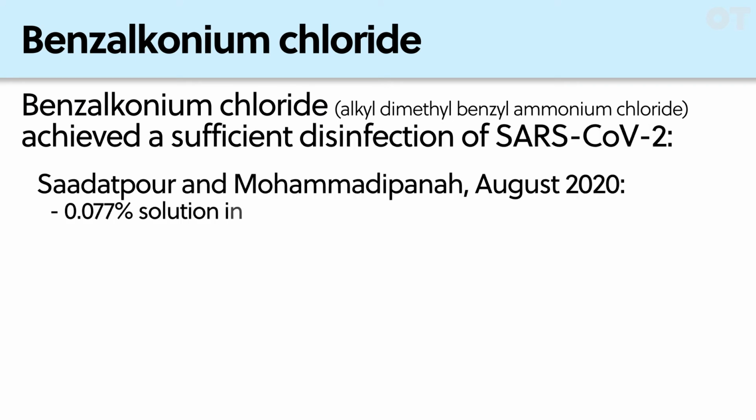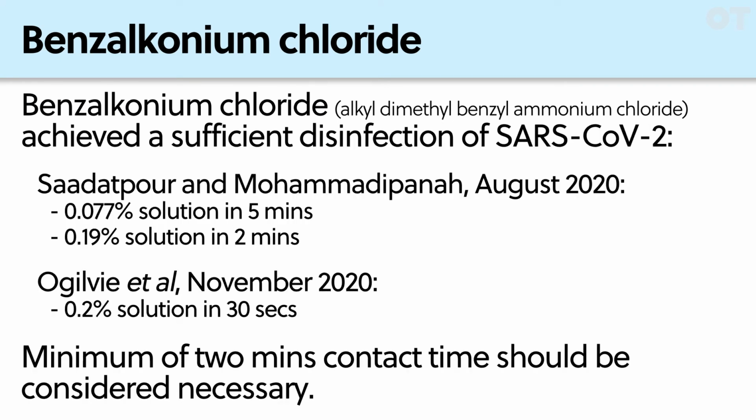Lots of people have asked about benzalkonium chloride, and a lot of us will be familiar with this as it used to be in contact lens solutions, and we may still see it in some drops, some artificial tears as a preservative. There have been a few studies that have been conducted on this, and in August 2020 there was a study that suggested that benzalkonium chloride at 0.077 and 0.19% achieved a sufficient disinfection of SARS-CoV-2 in 5 minutes and 2 minutes respectively.